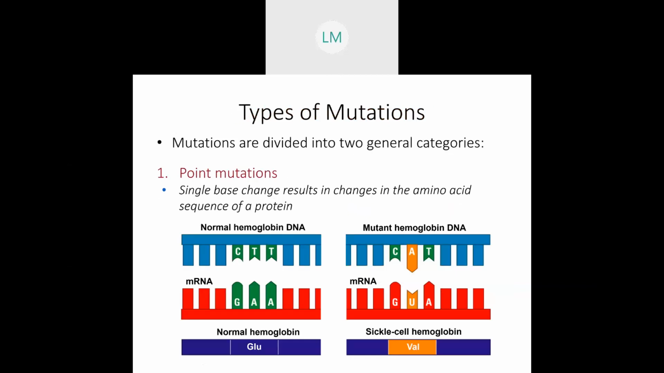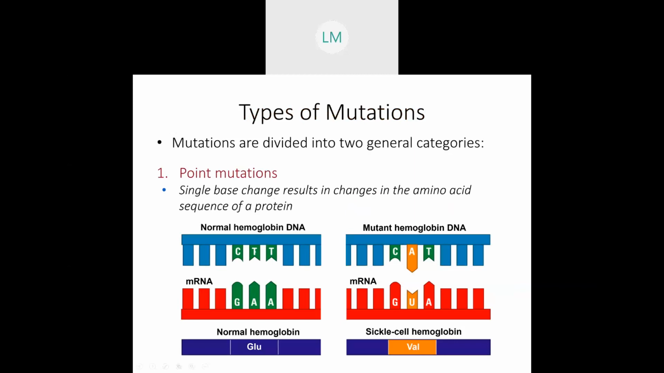So there are 2 types of mutations. There are 2 general categories. The first category is a point mutation. So this is kind of what we saw when we were just talking about the differences in those 2 different colors of mice, where we have one nucleotide that is different. So a point mutation is a single nucleotide, a single base change that results in a change in the amino acid sequence.